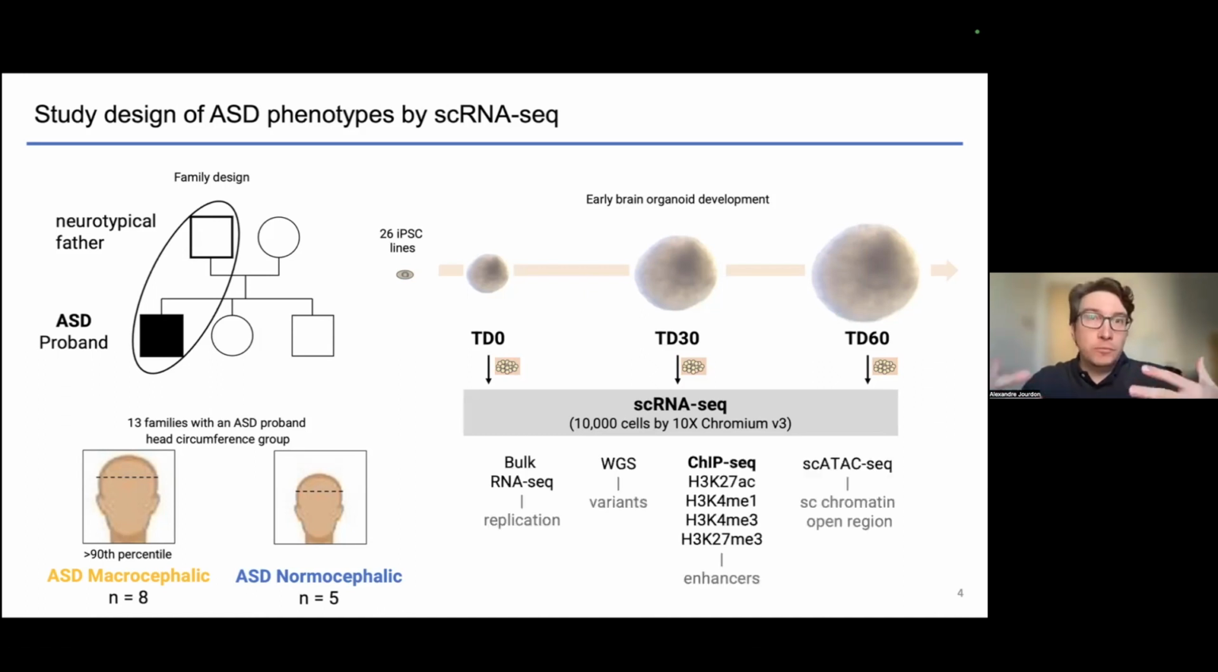We also did a multi-omic approach, collecting many other different types of assays, including bulk RNA-seq, which is cheaper and allows more replications, whole genome sequencing to characterize the variants in each of those individuals, and also more epigenomic information, collecting a lot of ChIP-seq on multiple marks, and single-cell ATAC-seq that we are starting to collect now to get more single-cell level open chromatin regions.